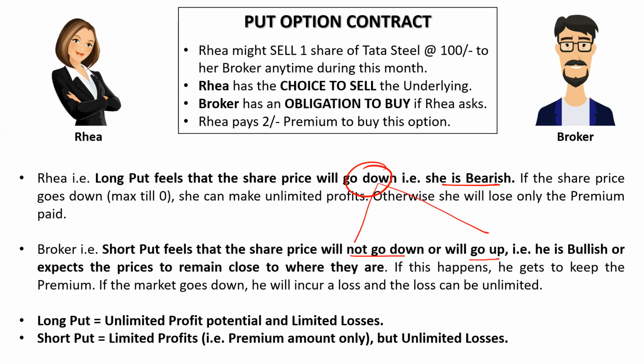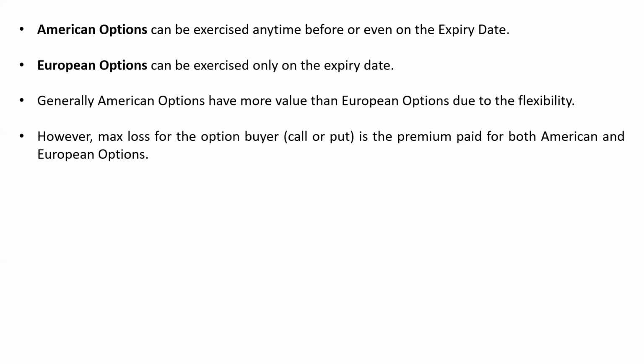So to summarize, the long put has unlimited profit potential and limited losses. The short put has limited profits, which is limited to the premium amount only, but the chances of making losses are unlimited. American options can be exercised anytime before or even on the expiry date. So let's say there's an option contract that starts on April 1 and ends on April 30. So this is the expiry date.